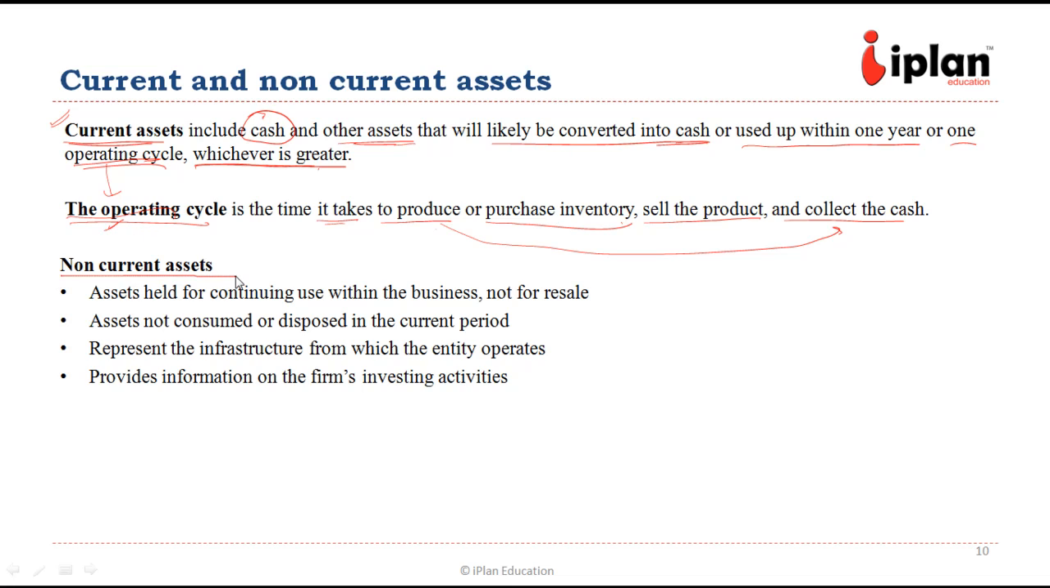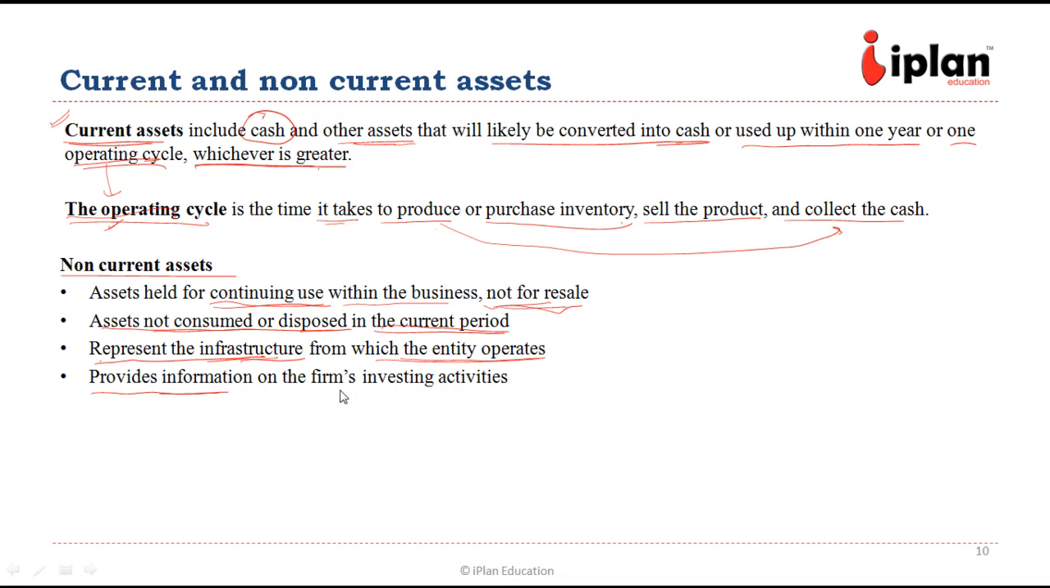Now let us look at non-current assets. These are the assets which are held for continuing use within the business and which are not for resale. So those assets will form a part of non-current assets. The assets which are not consumed or disposed of in the current period. For example, an asset which is to be consumed over multiple periods is going to be categorized as non-current assets. Non-current assets are also ones which represent the infrastructure from which the entire entity is operating. So it could be plant, machinery, etc.